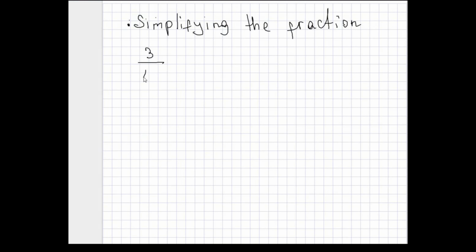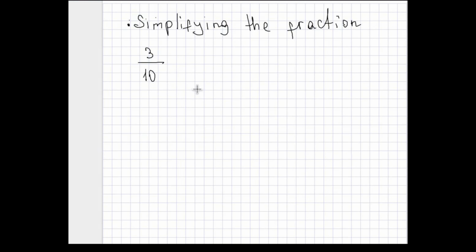I want to start from simplifying the fraction. Let us see what this means to simplify a fraction. Okay, now I'm writing 3 over 10. This is a fraction, this is proper fraction where numerator is less than denominator, and I want to simplify this fraction. What does mean simplify?